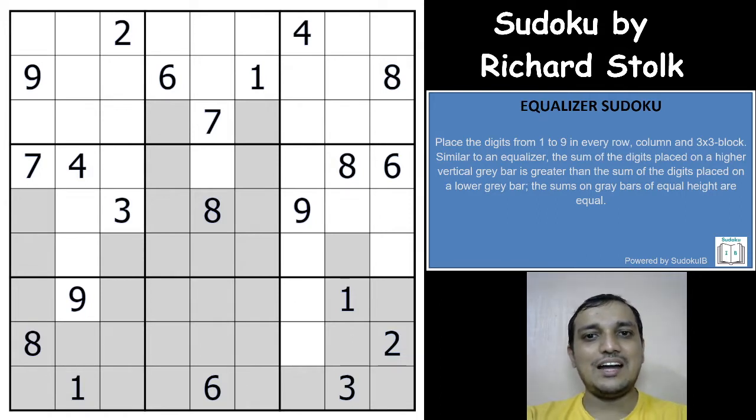Ashish here, and today I'll be covering a Sudoku variant called Equalizer Sudoku. Now this Sudoku is constructed by Richard Stolk, and I really thank the author for giving me an opportunity to cover a video on our channel.